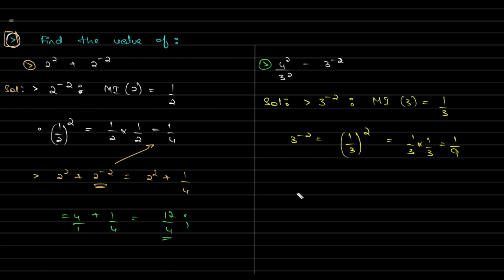So let's do the second part, that is 4 square by 3 square, which is nothing but 4 square in the numerator is 4 into 4 divided by 3 square, which is 3 into 3. So this is nothing but 16 by 9. Now let's copy the question and substitute all of this. So 4 square by 3 square minus 3 to the power of minus 2. So this is 16 by 9 minus 1 by 9. So LCM is 9, the difference is 15, 15 by 9. Okay, now we are done.